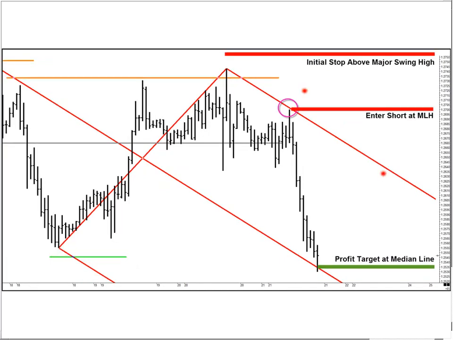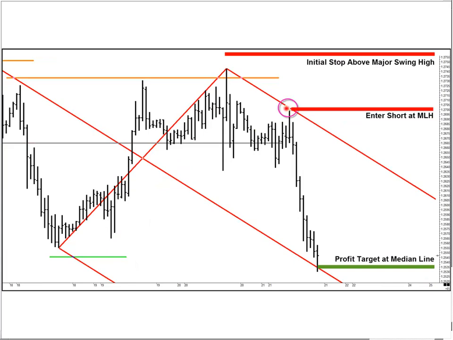Let's see what happens. If you like this trade and use median lines regularly and the board worked for you and money management worked for you and you were patient and you had your order and all those things had to be a yes and you were sure you knew where the market was going and it was time to trade, then you would put an order in and your order got filled and your initial stop was here.